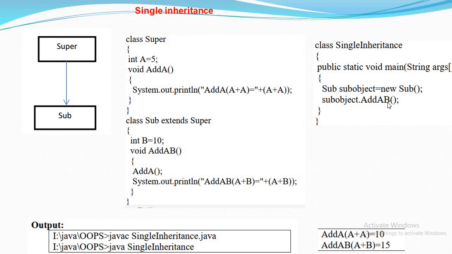So first it will access the function add. Inside the add we are accessing the function add ab. So it will call first a equal to 5. Here first it will print the value of a plus a, so it will print the value 10. Again it will print the value of a plus b equal to 15. This is the example for single inheritance. How to run the program? javac filename.java and java filename.